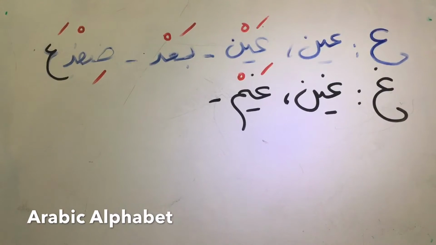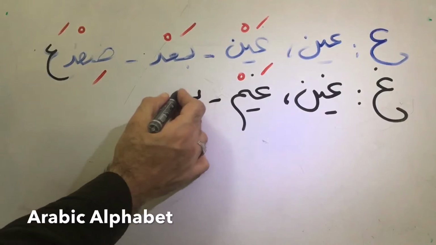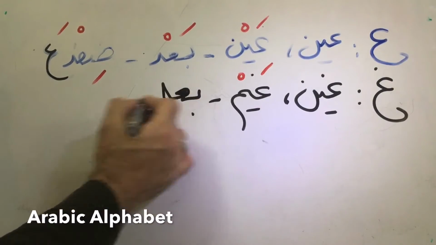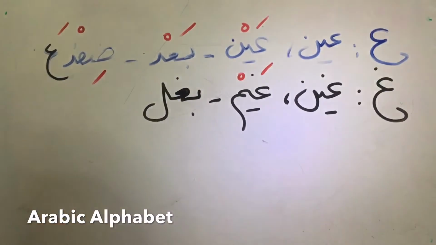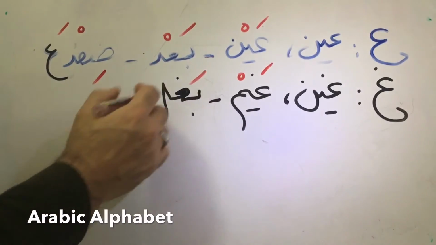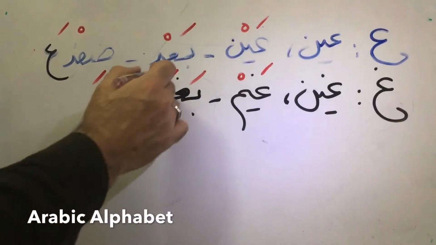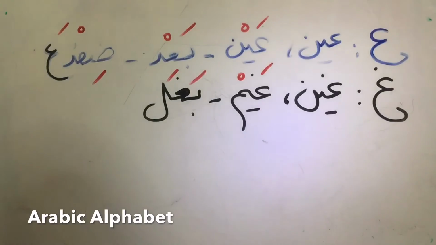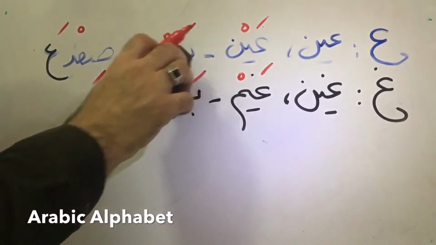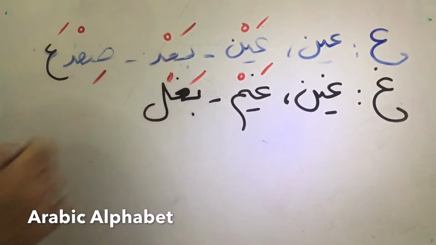An example of غين in the middle of the word is بغل. ب فتحة, غين سكون. بغل. بغل means mule.